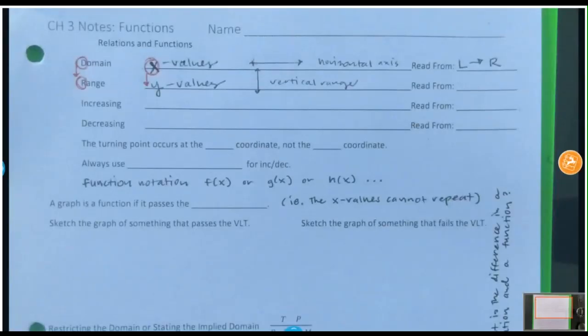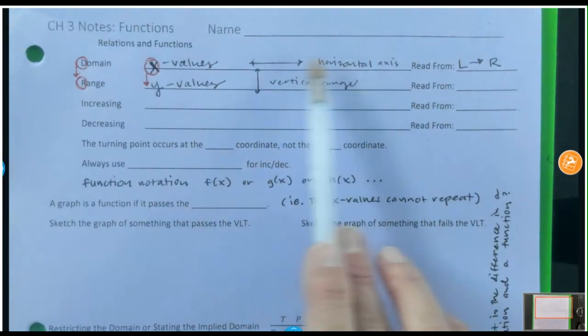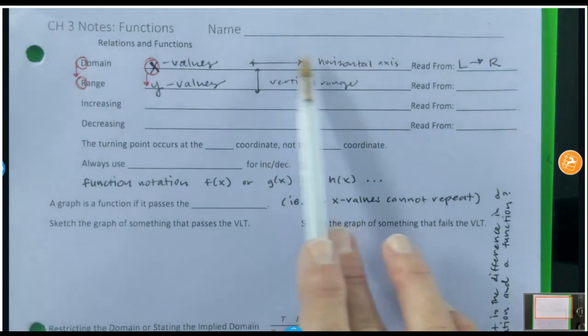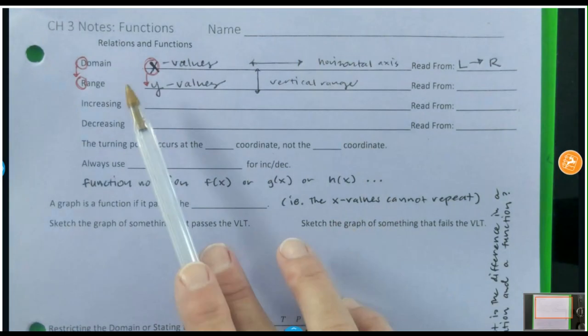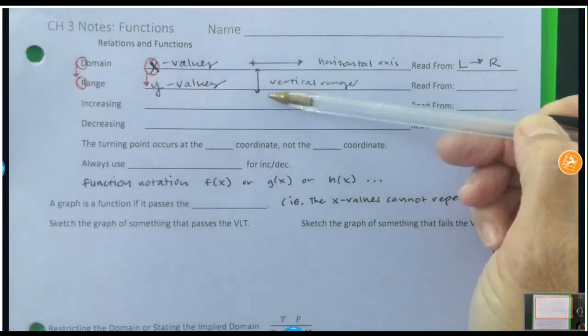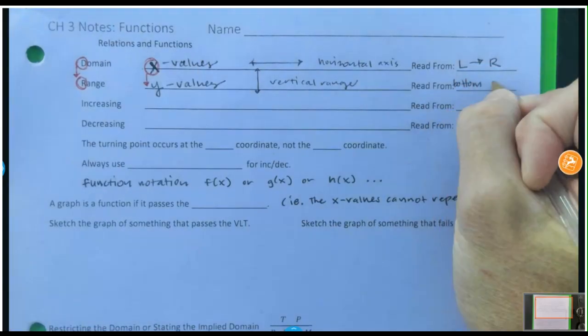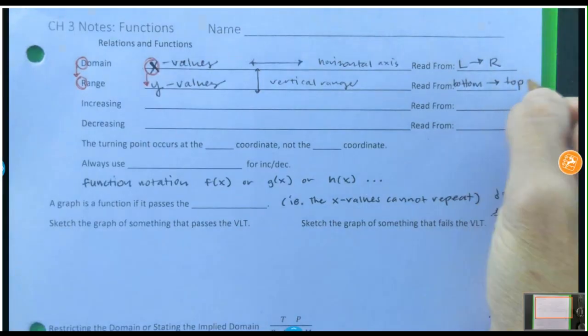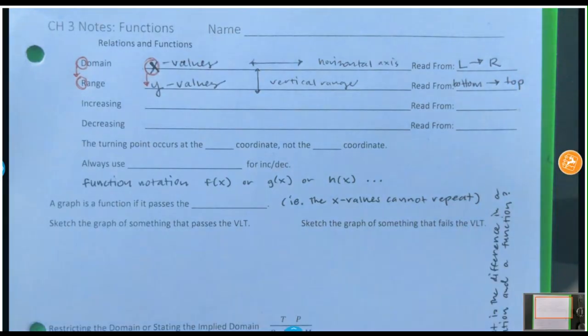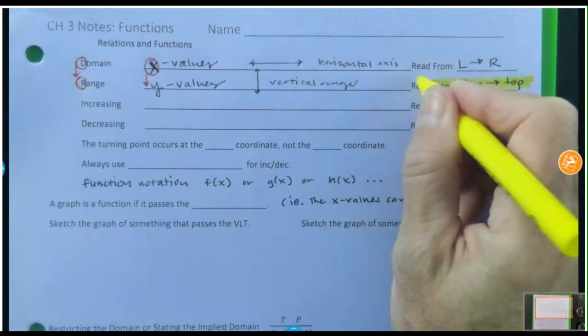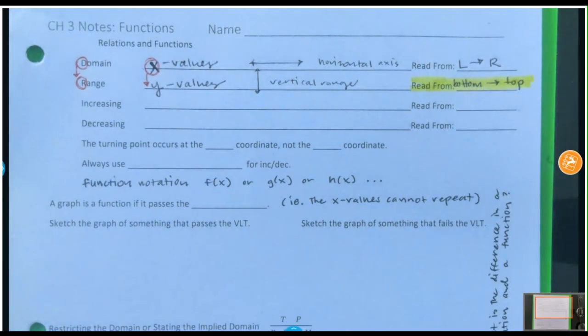Now, you do not look at the range the same way. The reason we read a graph from left to right for the domain is because your domain is on your x-axis. It goes from left to right. But your range comes from the y-axis, and the y-axis is vertical. So we're going to read this from bottom to top. That's very important. You don't get to rotate those and look at it from the top to the bottom. It's always the bottom to the top, the smallest to the largest. I'm going to highlight that because you're going to see in just a second that all of the other readings come from left to right. That is the only one that is bottom to top.